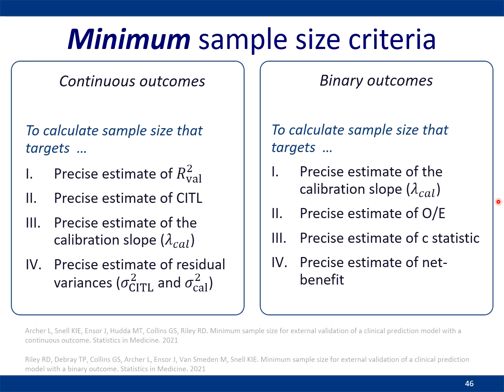And for binary outcomes, the four criteria again aim to target calculating a sample size for precise estimation of the calibration slope, the observed expected ratio, the C-statistic, and finally the net benefit. So you can see that the focus in both cases is now on estimating the performance statistics for the model in the validation sample as precisely as possible.